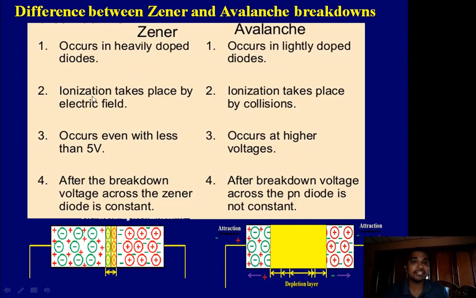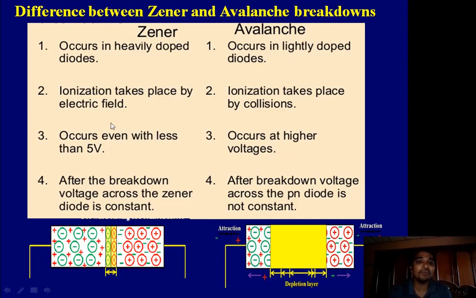Second point, in GNR breakdown, ionization takes place by the electric field. Ionization means you are detaching the electron from the covalent bond, and it becomes an ion. That is due to the electric field only. In avalanche, because of the kinetic energy of the minority charge carrier, it collides with the existing immobile atoms in the depletion region. So ionization is because of the collisions.